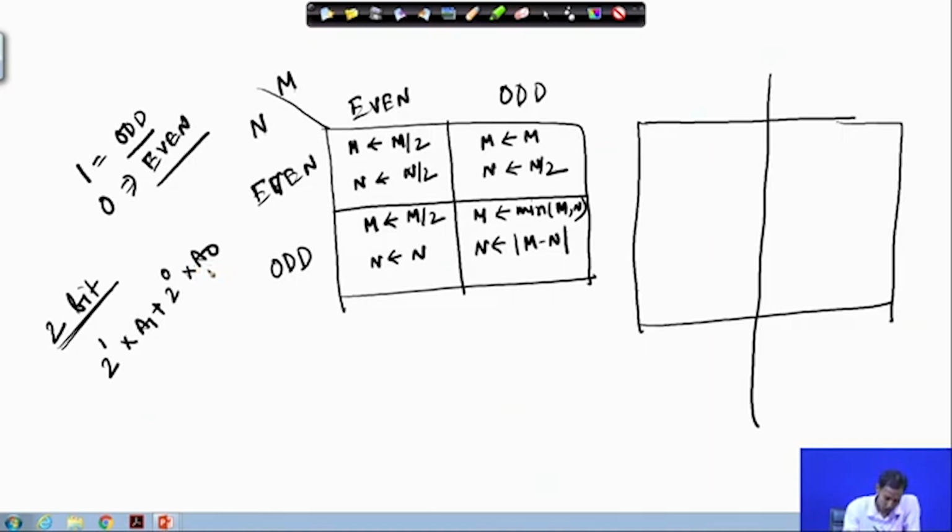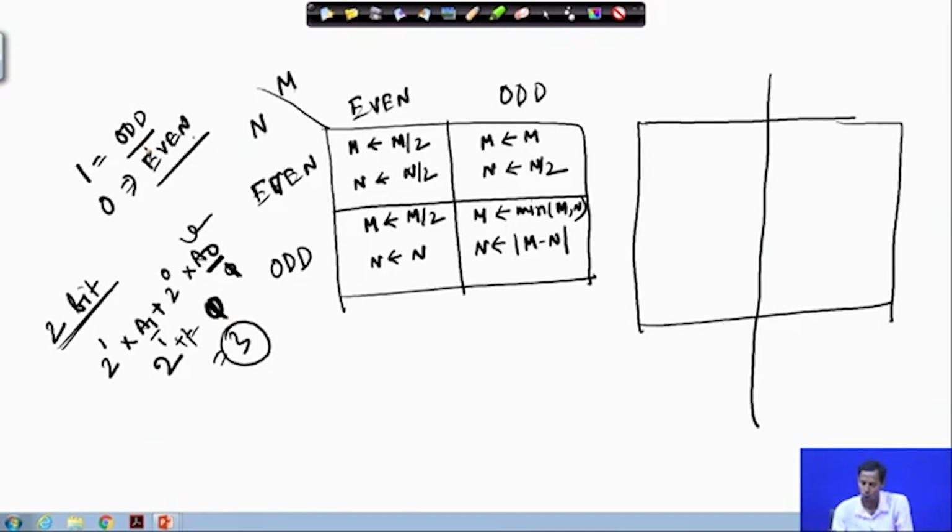If the a0 bit is 0, then this is 0. Suppose the other bit is 1, so you will get 2. If this bit is 1, 2 to the power 0 means 1, so you will get 2 plus 1, that is equal to 3. So, if this bit is 0, it will be even. If this bit is 1, then 1 will be added to whatever number is there, so that will become odd.